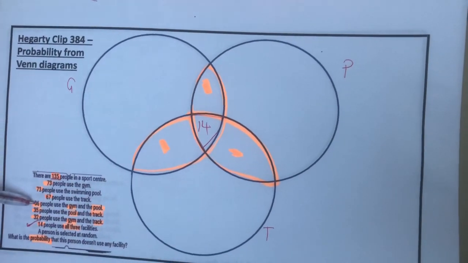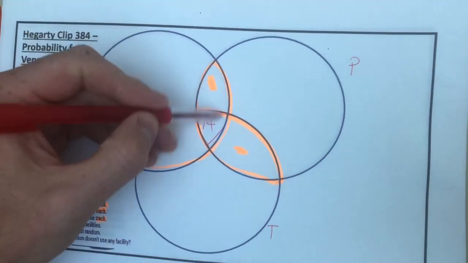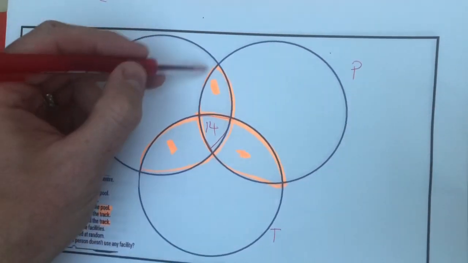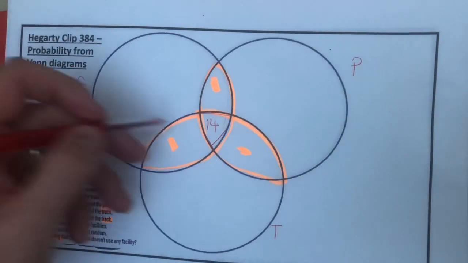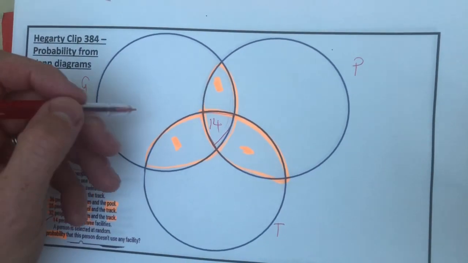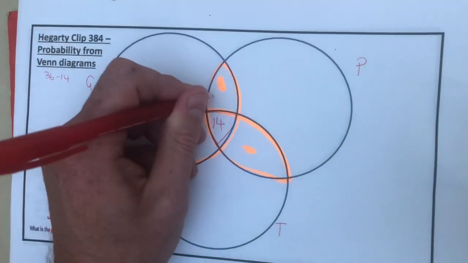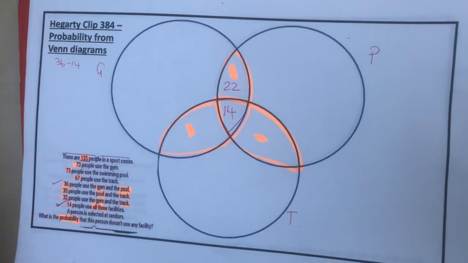So for example, the first one, 36, is gym and pool. That is the whole of that section I've just highlighted in orange. So gym, pool, this whole section here is 36. Because that whole section is 36, that's the 14 as well. So you need to do 36 take away 14. So that'd be 22. Give it a tick, say you've used it.